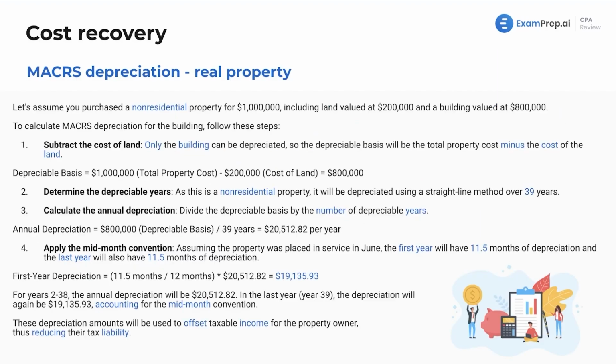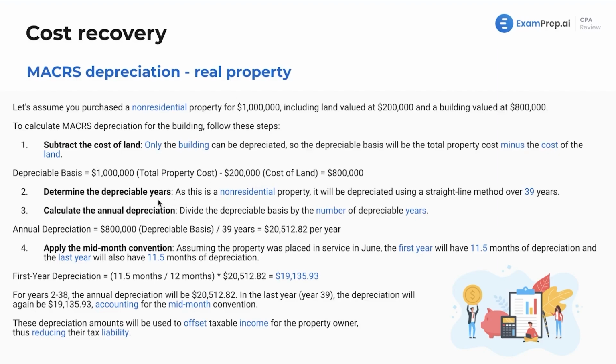All right, more examples here. Let's assume you purchased a non-residential property for $1 million, including land valued at $200,000 and the building valued at $800,000. So that's the breakout there. And the important point there is we see that, well, of the $1 million, the full amount's not getting depreciated. We have to subtract out the land because land is not depreciable. So calculating the MACRS basis depreciation there, we are seeing that we are taking out that cost of the land.